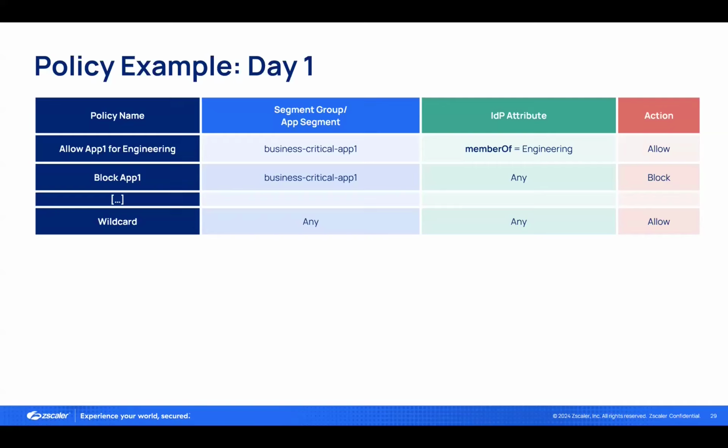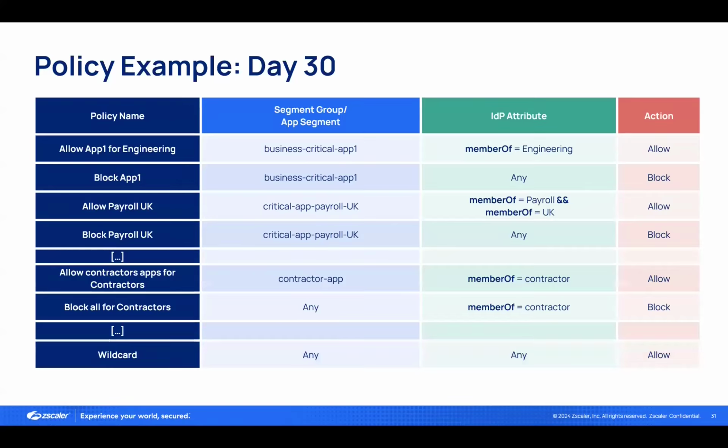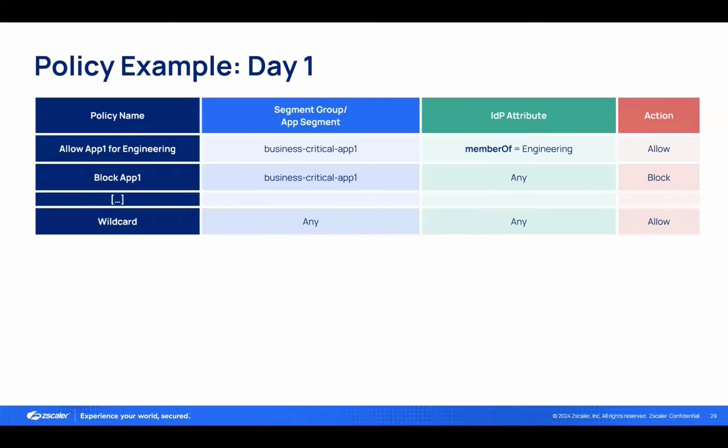Much like other ordered policy lists in other parts of Zscaler products, in this case, the first rule evaluated will be the allow app1 for engineering rule. If a user attempting to access this application is a member of the engineering group, then they'll be given access. If they're not, this rule will return false, so the next rule on the list will be evaluated. In this case, the block app1 for all users rule. That means if a user is not part of the engineering group, then the behavior here will be to block the app1 critical business application.